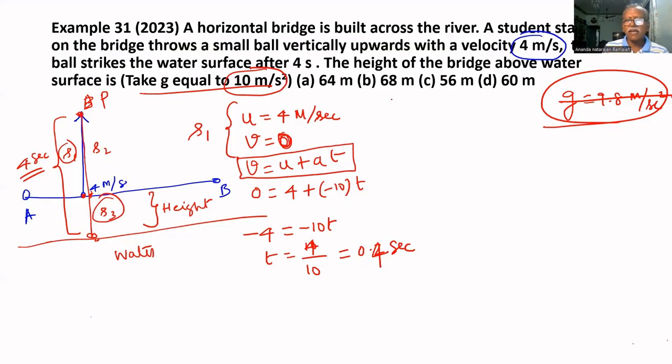Then it starts from there. That is journey S2. What is the initial velocity? Initial velocity at P is 0.